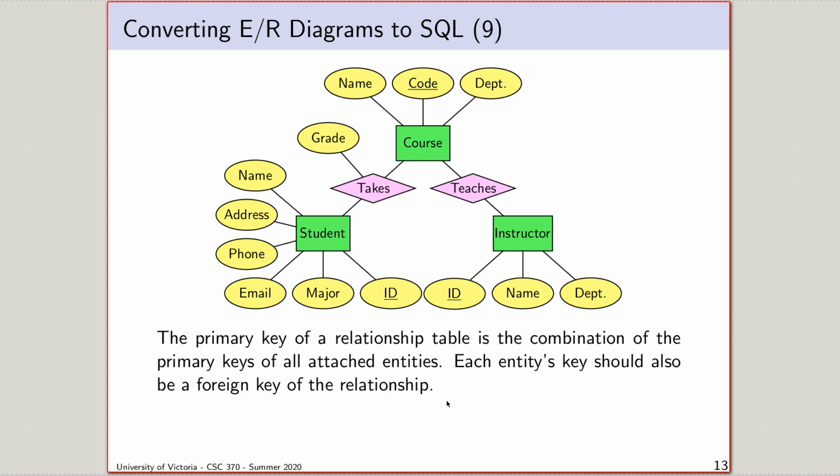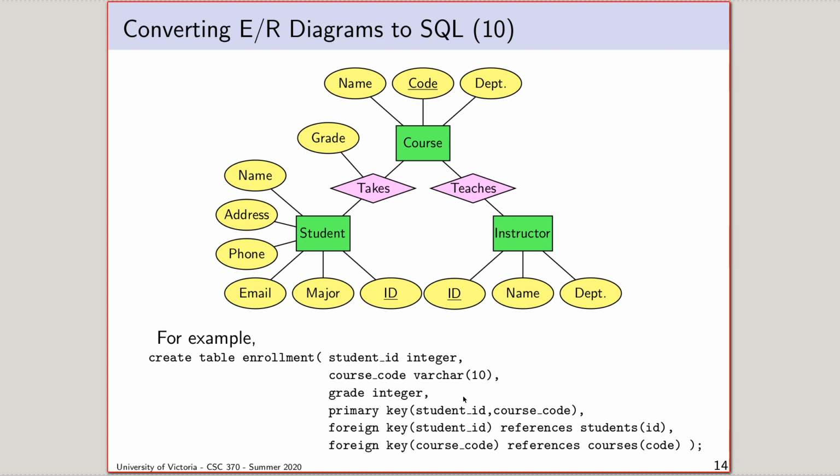The key for the relationship table is the combination of the keys of all the entities. It does not include the attributes of the relationship. So here the key would be, well, the key of the student table is the ID, the key of the course table is course code. And then I add foreign key constraints because these columns here do refer to the keys of other tables.